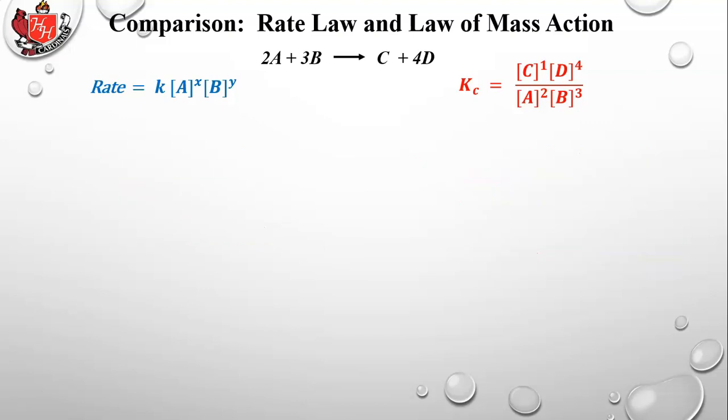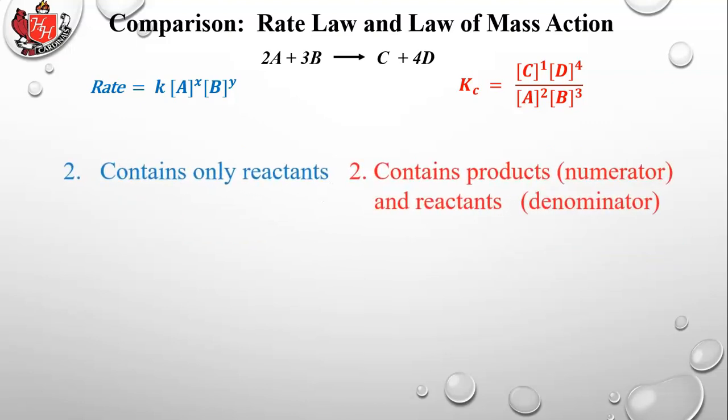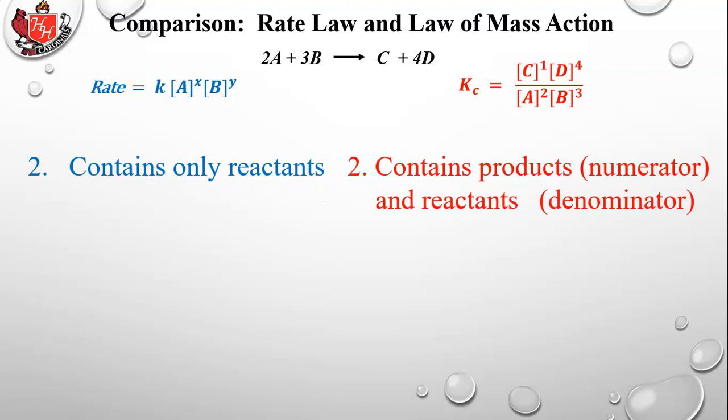Next, the rate constant for kinetics contains only reactants. It's only A and B. Only the left side of the arrow is included in the rate law, whereas the law of mass action in red there includes products in the numerator and reactants in the denominator.